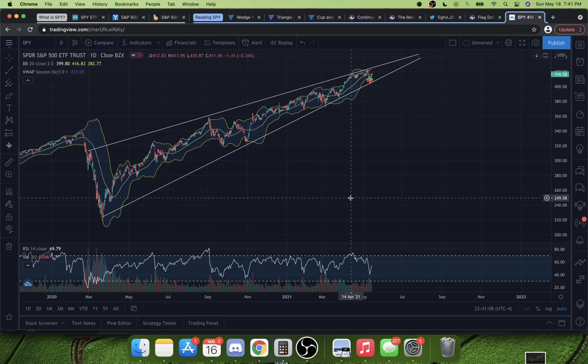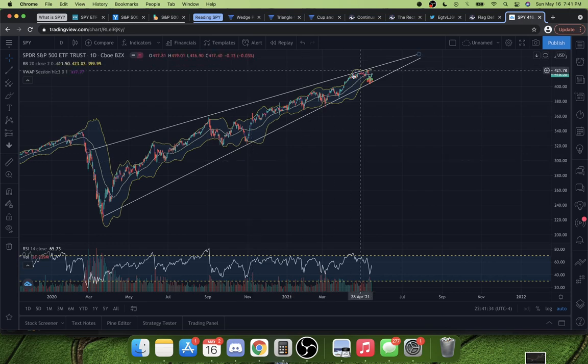Okay, so right here, this is one of those wedges I was talking about, but really at the same time, it's just a support and resistance trend line. So this bottom support level is also converging with this top resistance level, and until either one of these levels is broken, if it breaks up or down, they're both going to provide support and resistance.